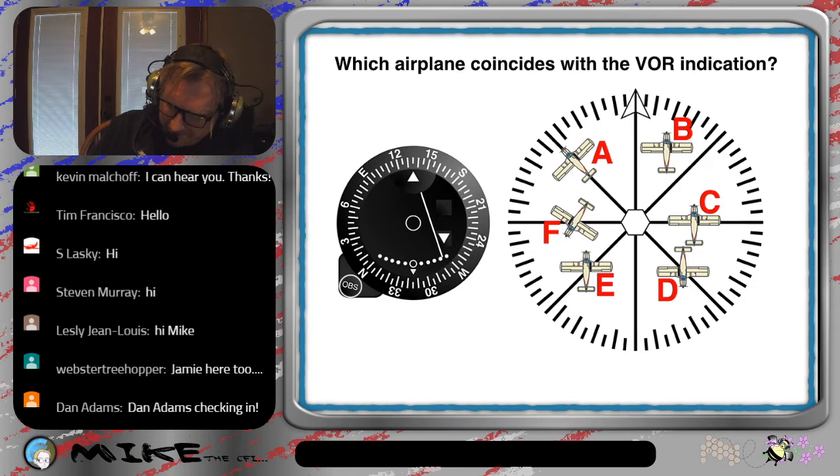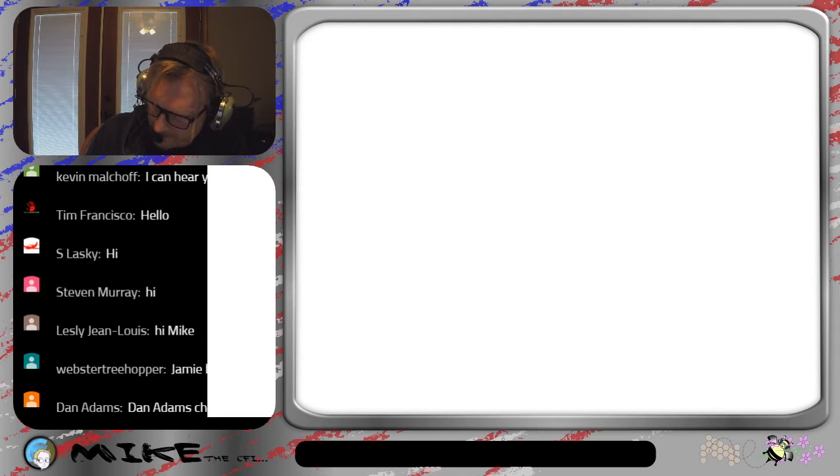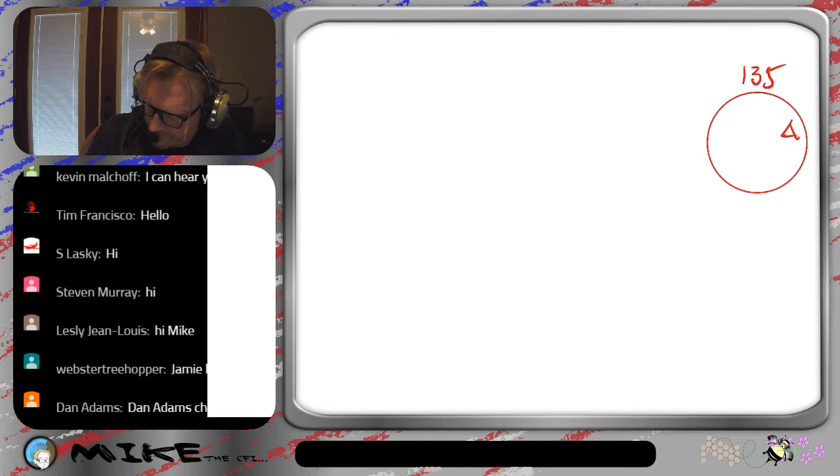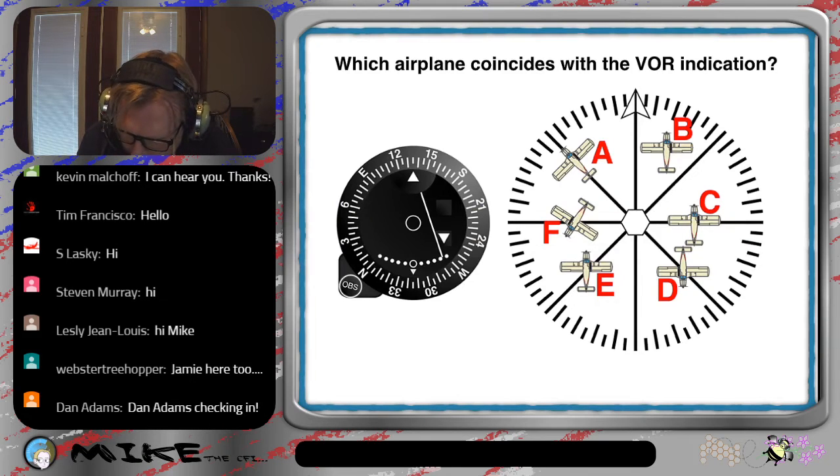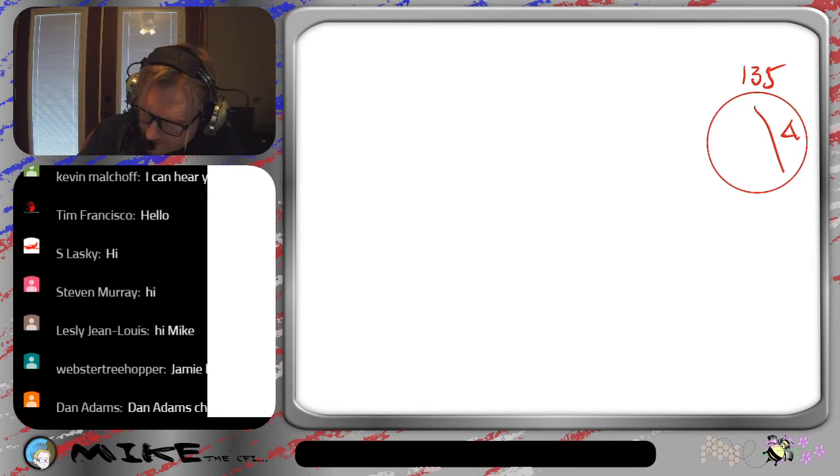Getting a little trickier still. Here we're doing a 135 heading from the station, and we have to go to the right to get on course. So, going to our scratch paper, 135 to the station, and we have to go right to get on course. Let me make sure that was right. Yep, 135, sorry, 135 from the station, and we have to go to the right to get on course. So 135 from the station.